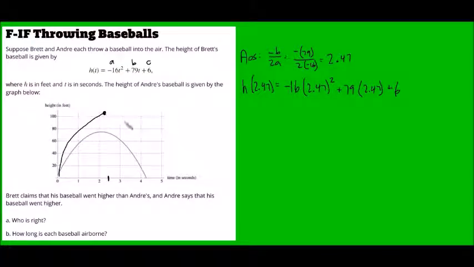I just don't know where the baseball hits the ground. So to find where the baseball hits the ground, I start with my discriminant: 79 squared minus 4ac. If this discriminant comes out positive, I know it's going to have 2 real solutions. This gives us a discriminant of 6,625, so I know this graph is going to have 2 real solutions.